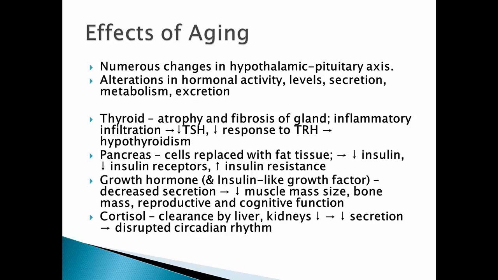In the pancreas, some of our cells can be replaced with fat tissue. Because of the replacement with fat tissue, there is less insulin, fewer insulin receptors, and, as we talked about earlier, an increase in insulin resistance. The incidence of type 2 diabetes goes up as we get older. It's estimated that over 25% of individuals over the age of 65 have type 2 diabetes.